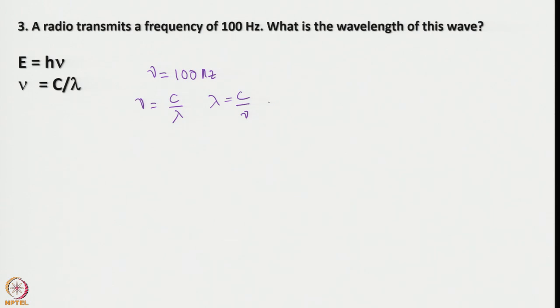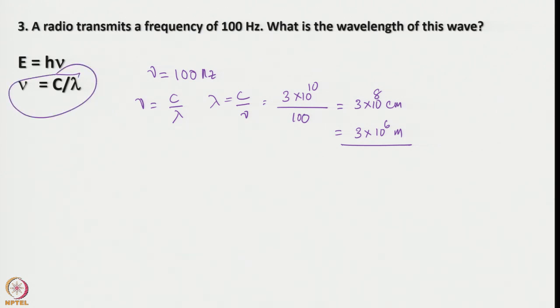So here c will be 3 × 10¹⁰ centimeters per second, and then here we have 100. So it gives the answer in centimeters, and we can convert this into meters. So this is the answer for this one. Because 10 to the power minus 2 combined with 10¹⁰ becomes 3 × 10⁸. So one can convert some of those things very nicely, provided we remember this one, very easy to remember.